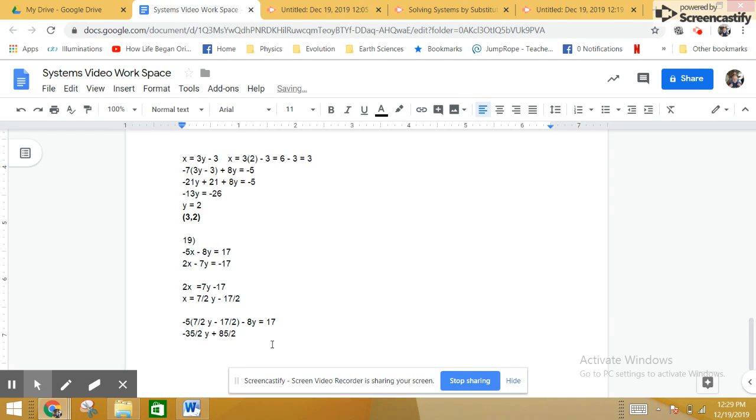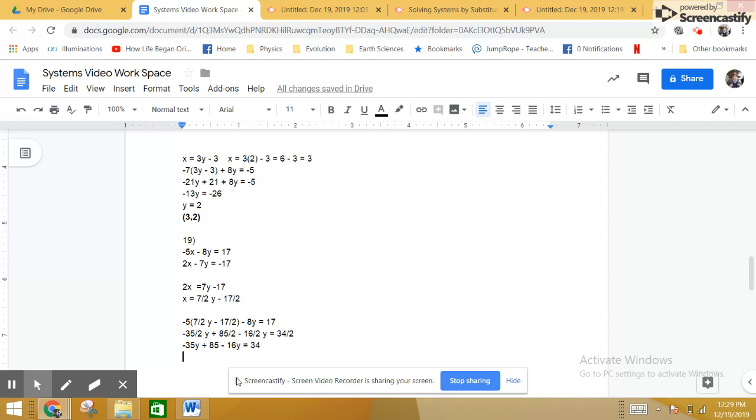And you notice I've got some halves. So why not turn everything into halves? So I've got this negative 8y. I'm going to turn that into negative 16 over 2y. And 17, I could express as 34 over 2. And now you notice everything is over 2. Once I've got everything over 2, I can get rid of all those denominators by just multiplying the whole thing by 2. I get negative 35y plus 85 minus 16y equals 34. And I put that all together.